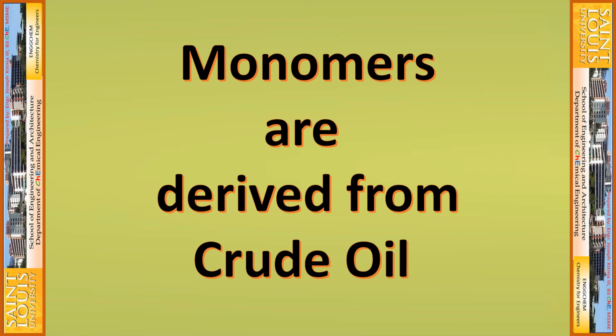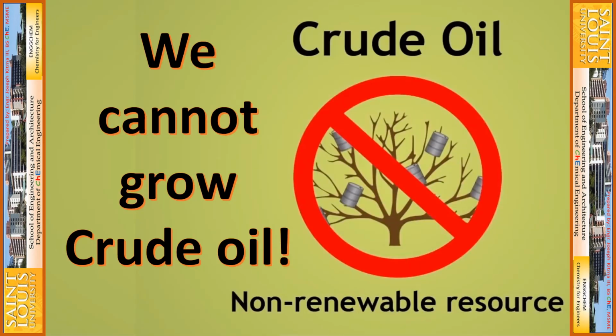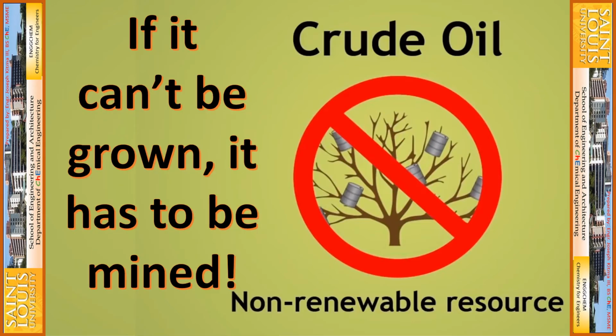Monomers are derived from crude oil. Crude oil is a non-renewable resource. We cannot grow crude oil. If it can't be grown, it has to be mined.